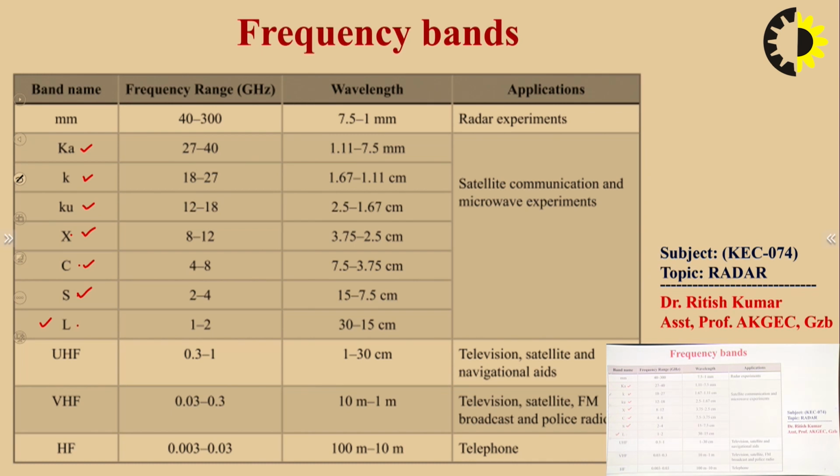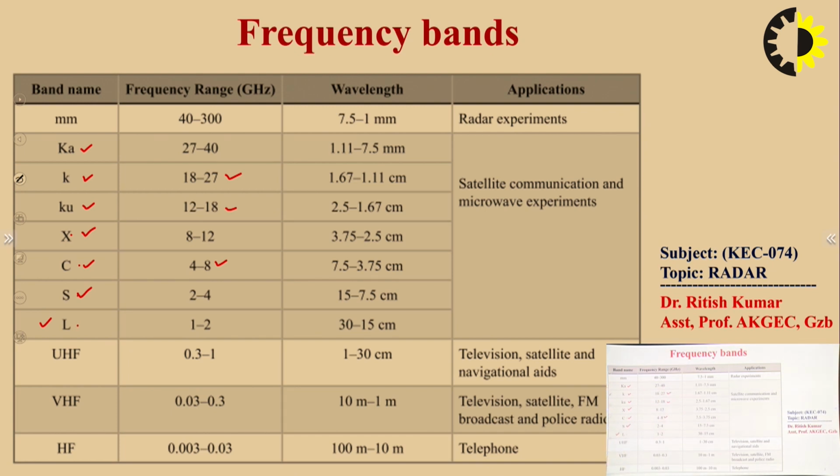If you talk about the standard microwave frequency bands such as L, S, C, X, Ku, K, K: L starts from 1 to 2 gigahertz, with wavelength from 30 centimeter to 15 centimeter, and S is from 2 to 4 gigahertz, with corresponding wavelength 15 centimeter to 7.5 centimeter. The C band is 4 to 8 gigahertz, X is 8 to 12 gigahertz, Ku is 12 to 18, K is 18 to 27, and K is 27 to 40 gigahertz.